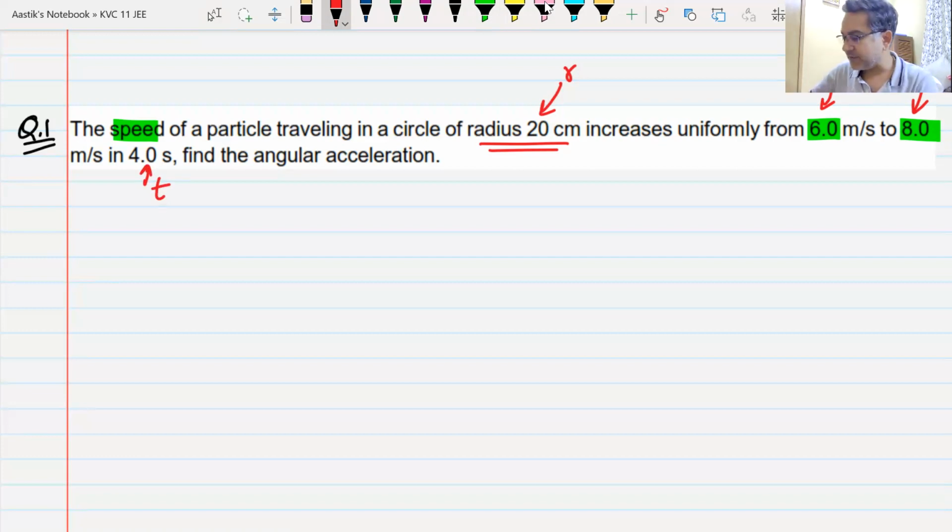Who changes the speed of the particle? Tell me. Who changes the speed of the particle? Acceleration. What we have done here, please remember what we had done in the previous class. Who changes the speed of the particle? Again, I ask the question.